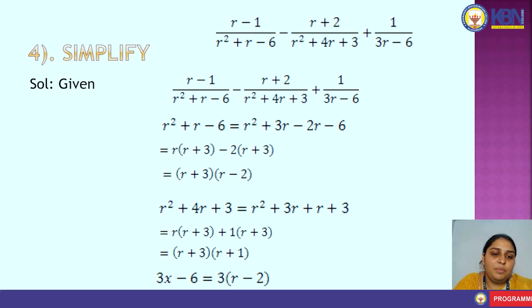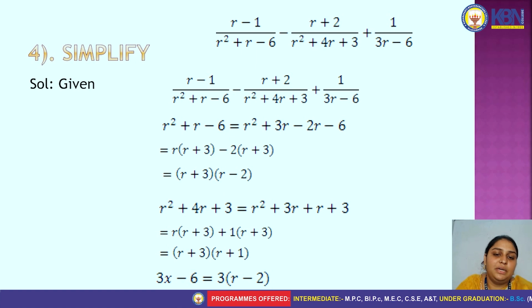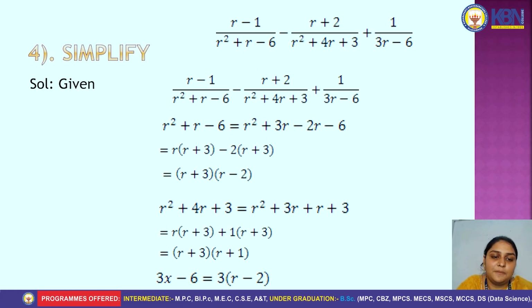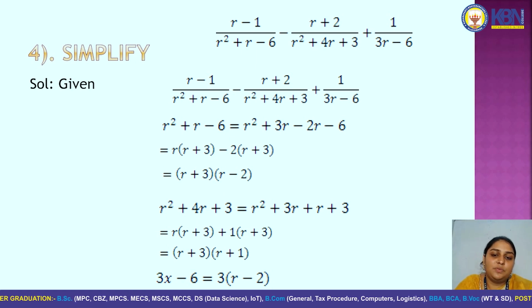Now in the denominator, the first term is r square plus r minus 6. That can be written as r square plus 3r minus 2r minus 6. Here we are using the factors. In the first two terms, we have the common term r. It results r into r plus 3. In the second two terms, we have the common term minus 2. From the first term, when we remove the minus 2, we get r, and from the second term minus 6, when we remove the common minus 2, we get the 3.